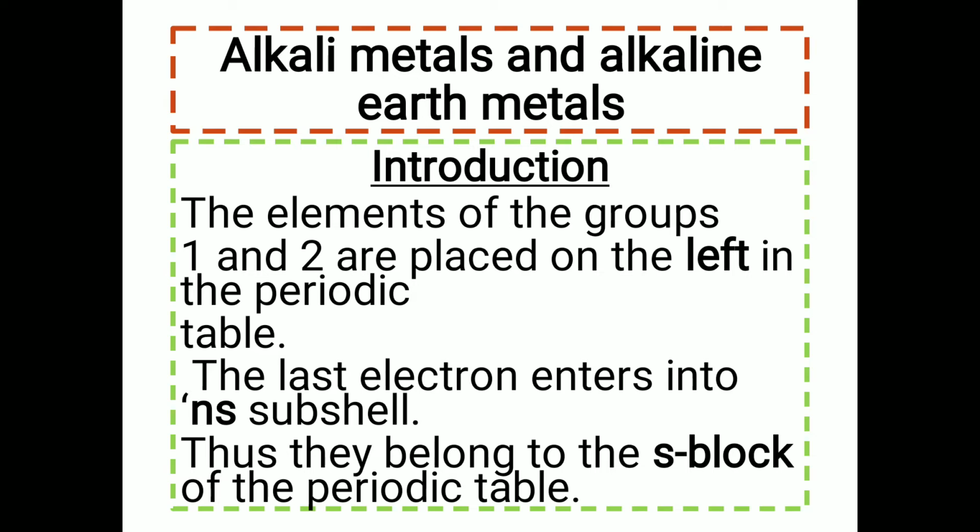The elements of groups 1 and 2, that is the s-block elements, are placed on the left of the periodic table. The last electron enters into the ns subshell, thus they belong to the s-block of the periodic table. As in these alkali metals or alkaline earth metals, their last electron enters into the s subshell, they are known as the s-block elements.